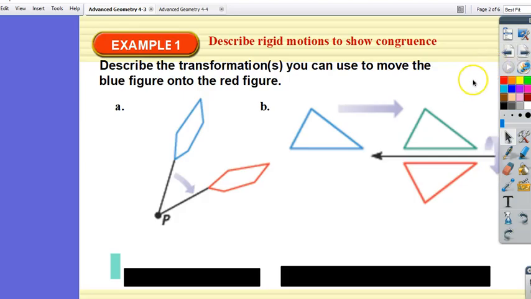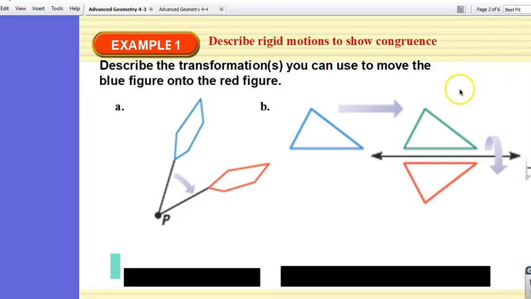Alright, so on our first slide, describe the transformations you can use to move the blue figure onto the red figure. Alright, so what's going on here? We're moving the blue onto the red. Can anyone tell me what this looks like? Yes. It is a translation because it's being moved, right? It's a transformation because it's being moved.